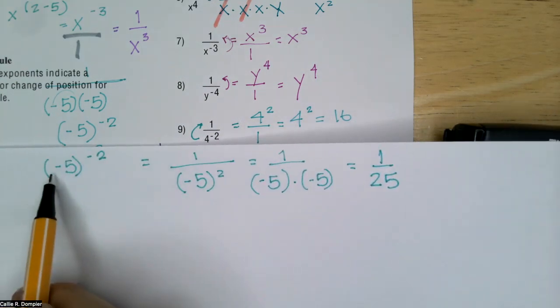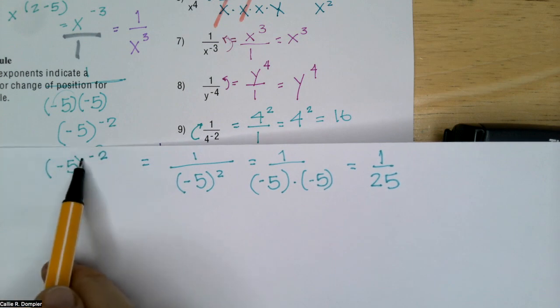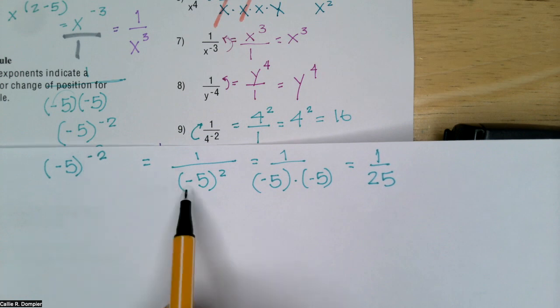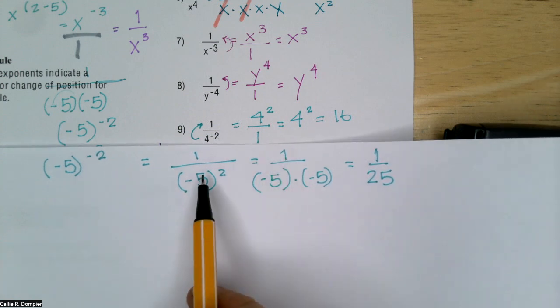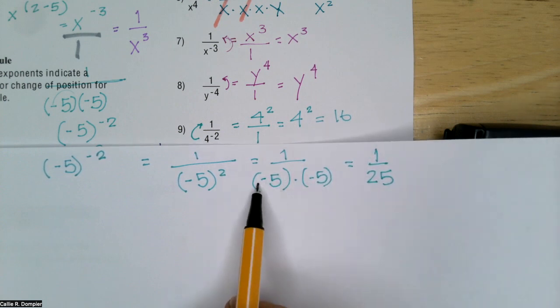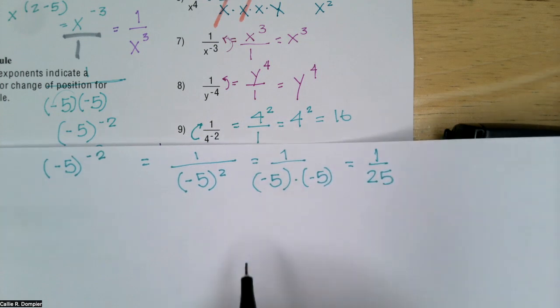Negative 5 with the parentheses to the power of negative 2. I would move it across the fraction bar. It only gets rid of that negative, not that negative. And then it's negative 5 to the power of 2. So negative 5 times itself 2 times, right? Twice gives you a positive 25.